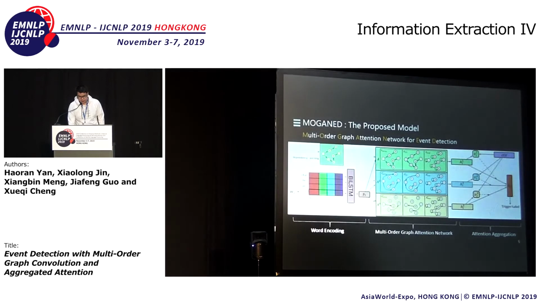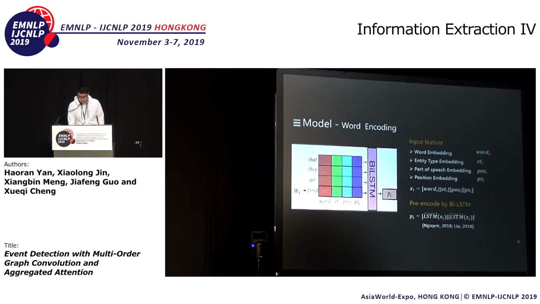To solve this problem, we propose a multi-order graph attention network-based method for event detection, called MOGANED. MOGANED utilizes both first-order and high-order dependency relations to explicitly model the multi-order graph representation of candidate trigger words. It consists of 3 modules: word encoding, multi-order graph attention network, and attention aggregation.